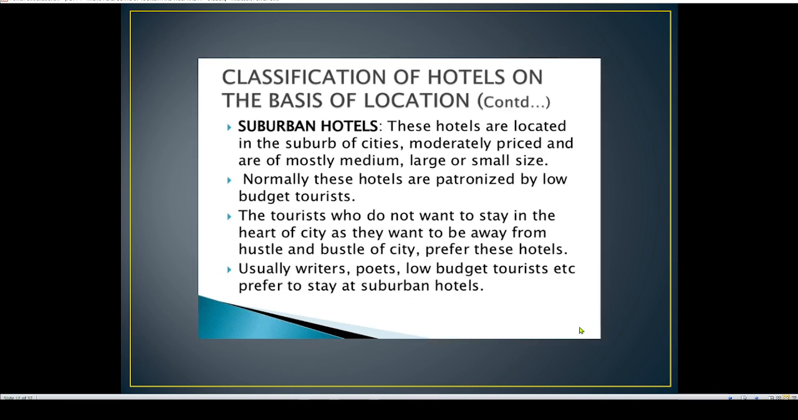suburban hotels, these are hotels located in a suburb of the cities or layo sa cities, naalang sa mga sub-area sa cities, moderately priced and are most medium, large or small size hotel. Normally, these hotels are patronized by low budget tourists, no? Naani siya sa mga areas nga lagyo gamay sa city and mas barato siya. Okay? Kasagaran pod mingawon ni siya no, dili kay siya ingon nga grabe kasaba unlike the city nga more on a busy days gyud siya.